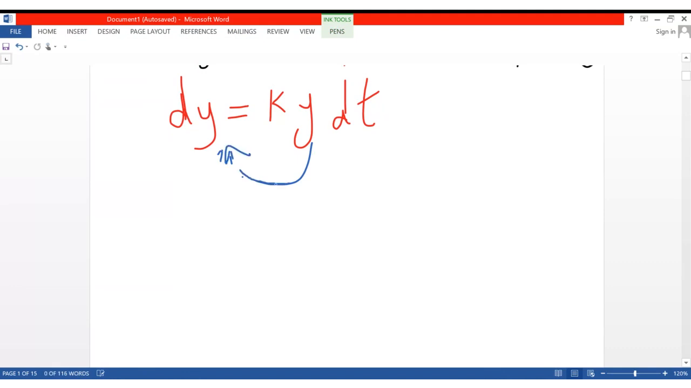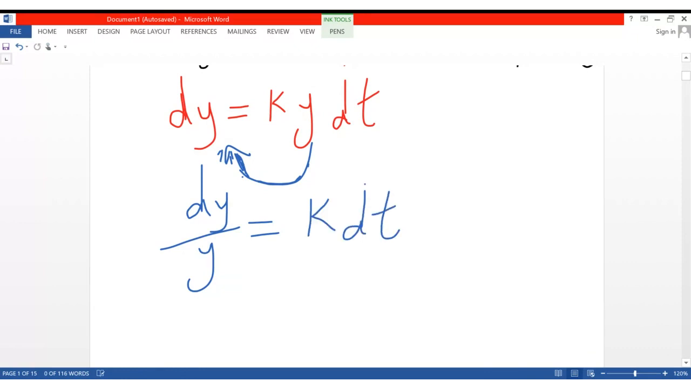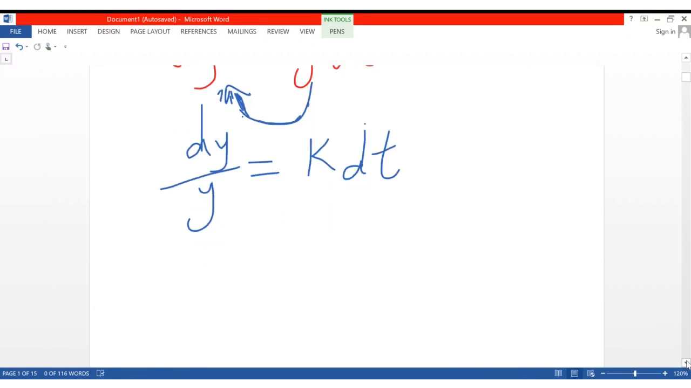The only way I can do that is by dividing. So dy over y will be the same as what? k dt. Now I can integrate both sides, because I have like terms together. Remember, k is a constant, so it will not affect the integration. So I integrate both sides here.